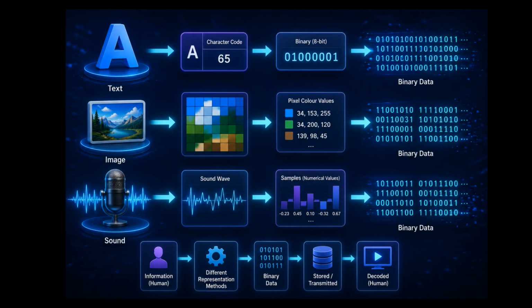Different types of information are represented in different ways. Text uses character codes. Images use pixels and color values. Sound is converted into digital samples. Each method creates binary data. The binary can then be stored, transmitted, and later decoded back into information that people can understand.